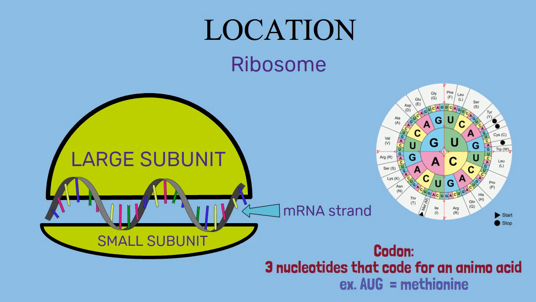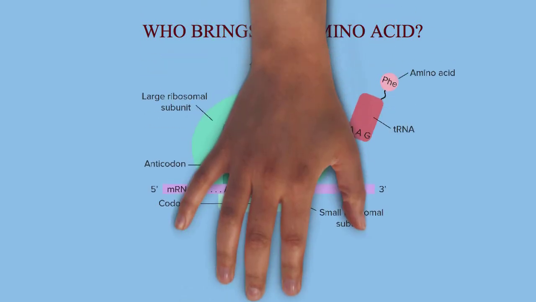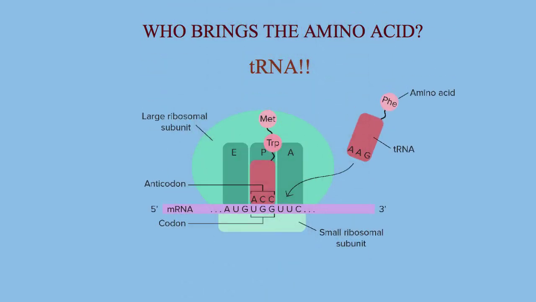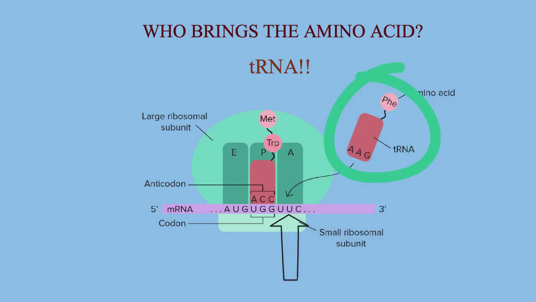Now that we established codons and that codons code for different amino acids, we have to ask, who brings the amino acid? The answer is tRNA or transfer RNA. This diagram here shows the overall process of translation. This arrow here demonstrates the codon, which is UUG. The tRNA here recognizes the codon and brings over the correct amino acids.